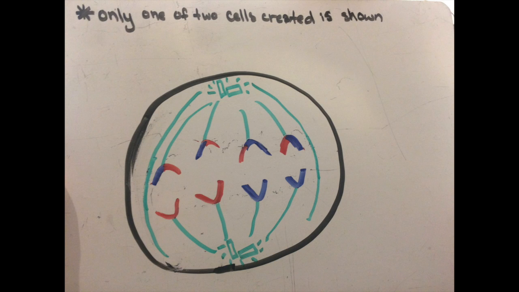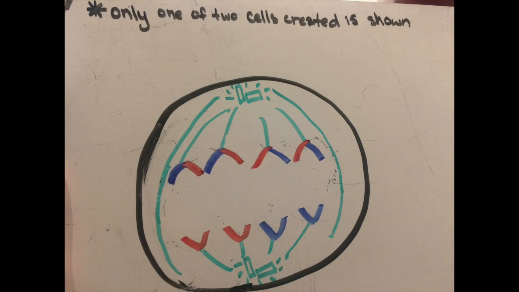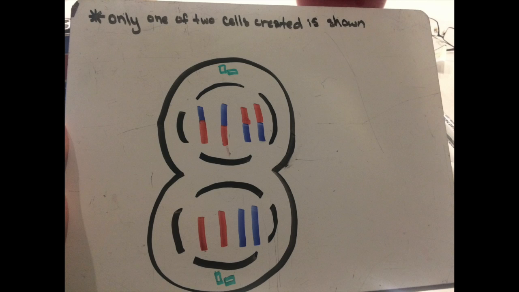After metaphase 2, we see anaphase 2 occur. The difference between anaphase 1 and anaphase 2 is that in anaphase 1, the homologous pairs are separating, and in anaphase 2, the sister chromatids are separating. We see the spindle fibers pulling the sister chromatids towards the opposite poles. After anaphase 2, we move into telophase 2.